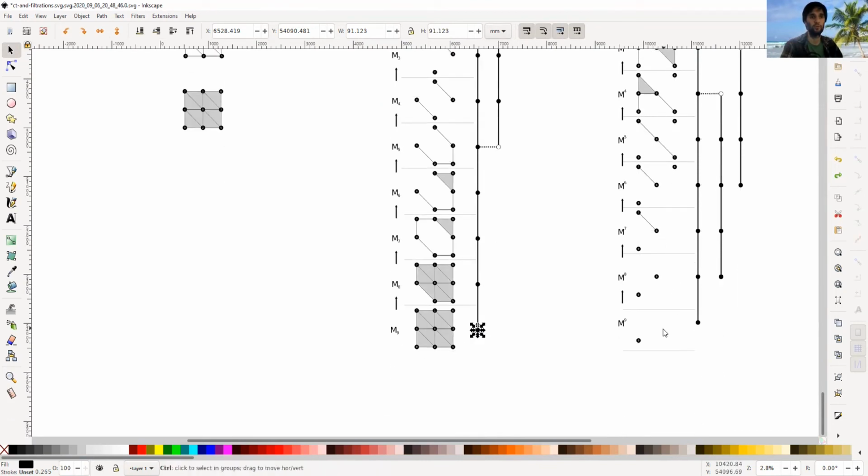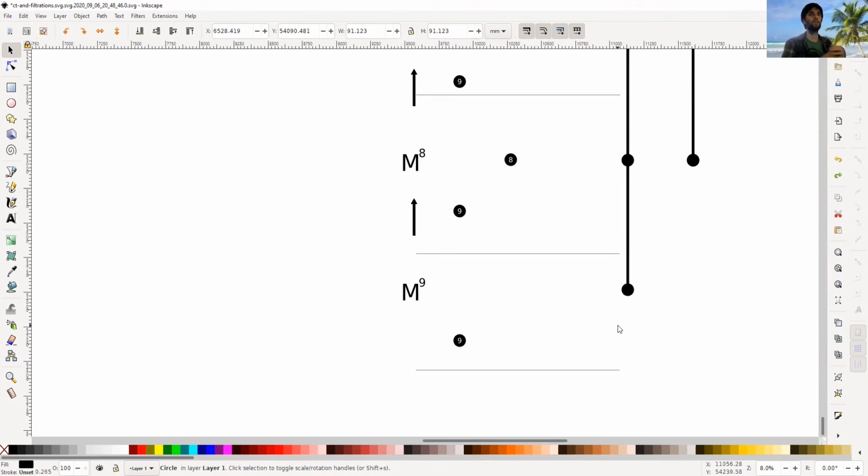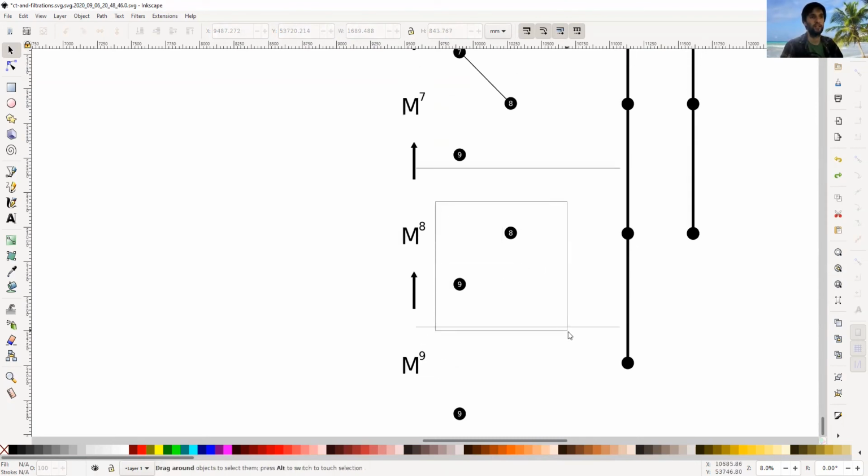Now I'm going to demonstrate the descending filtration. So in the descending filtration, we are going to do the opposite. We're going to start from the top down. We're going to start by first adding the vertex 9. Then we add the vertex 8.